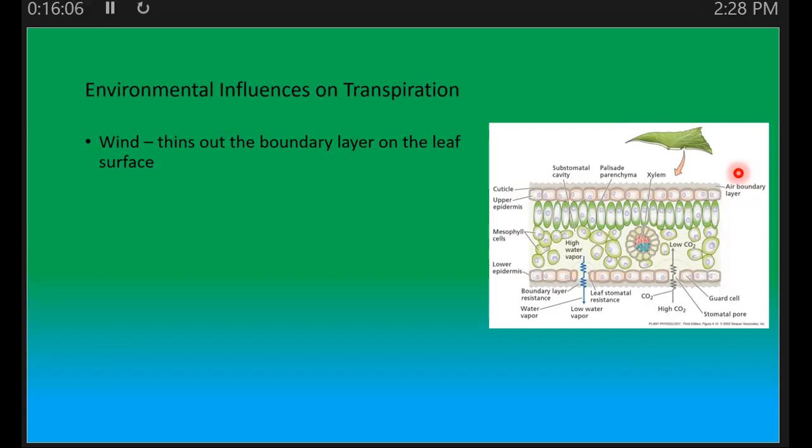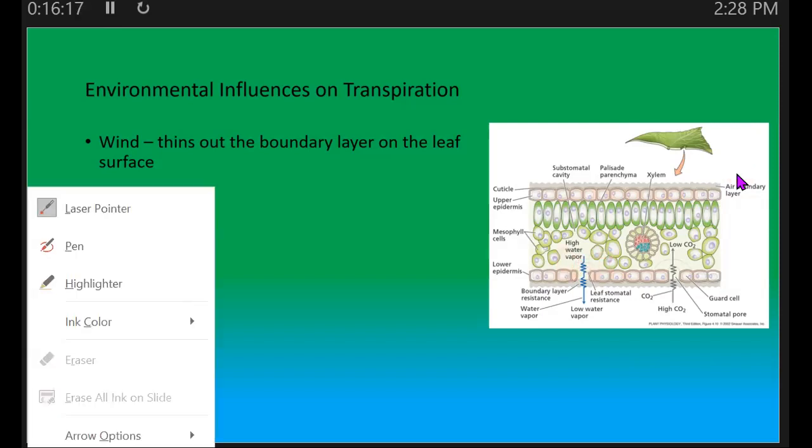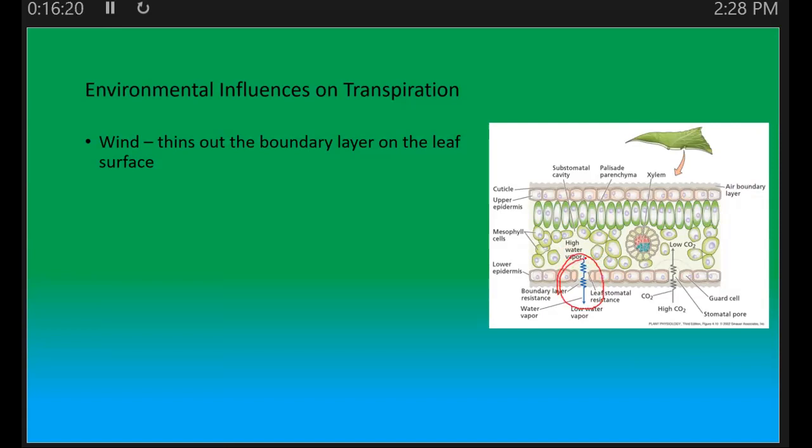Same with the plant. If they have a thinner boundary layer, then the water vapor exiting out of their leaf has an easier time because there's less resistance. Okay, so wind can certainly impact. If you have a windier day, you typically have faster transpiration rates, and that impacts how often you have to water your plant or irrigate your soil so that you keep your plants hydrated.